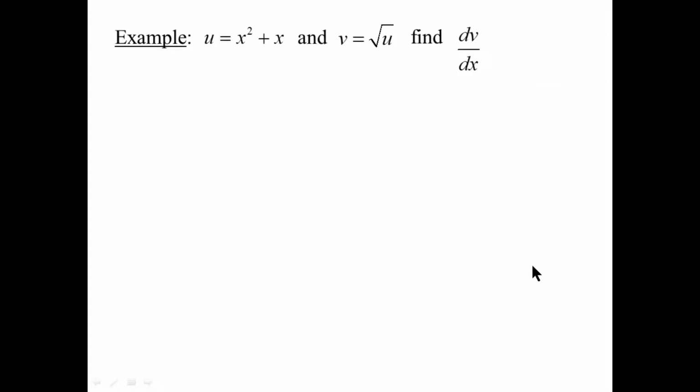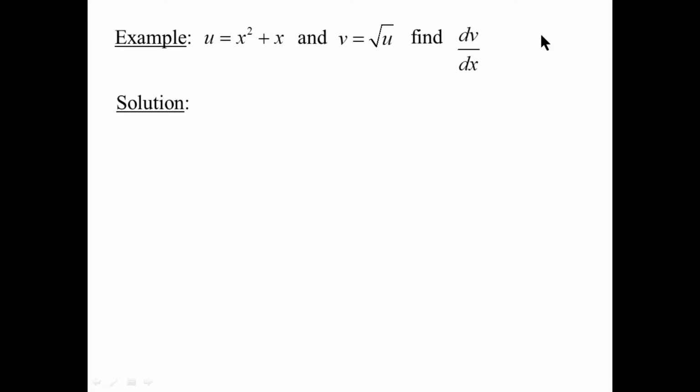Moving on to a Leibniz type example. u is a function of x and v is a function of u. Find dv by dx. So we don't have an equation with a v in it and an x in it. We have a u with an x, we have a v with a u, but we want the derivative of v with respect to x. Now, it is of course possible to take x squared plus x, which is actually u, and plug it in here. Yeah, you could. But the point is, we're trying to learn how to use this chain rule. So let's do it using the chain rule.